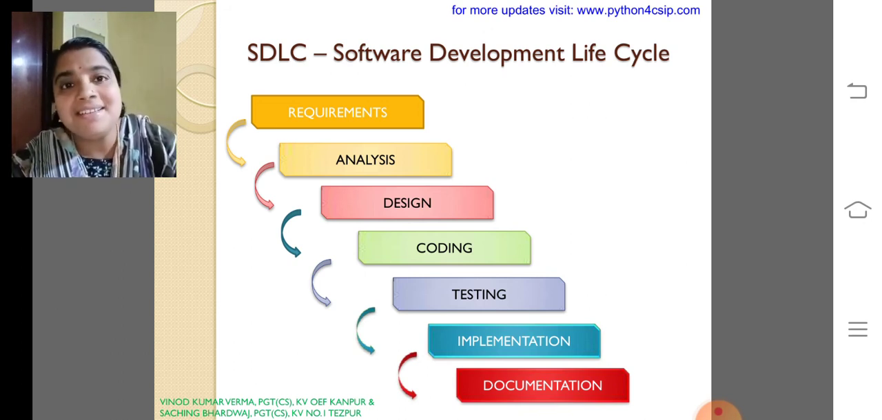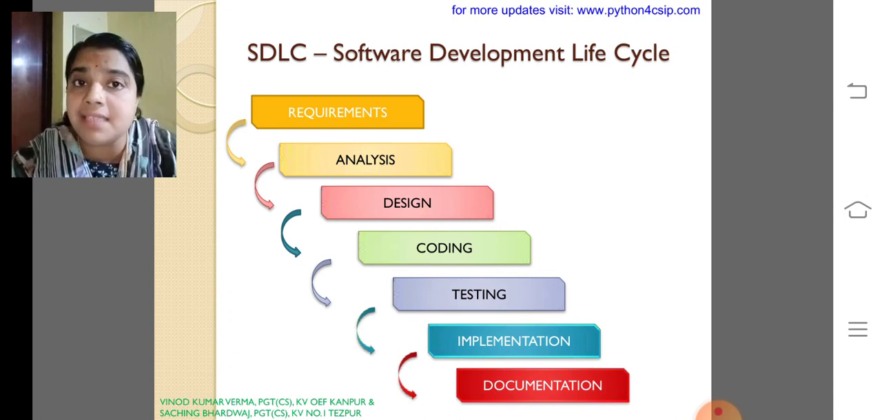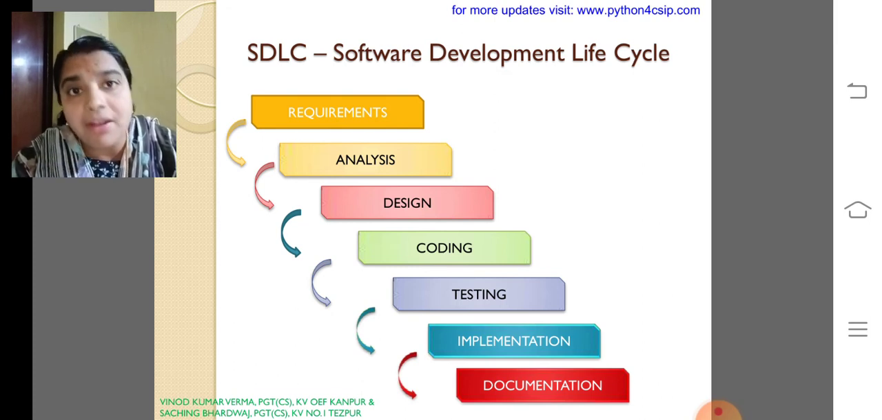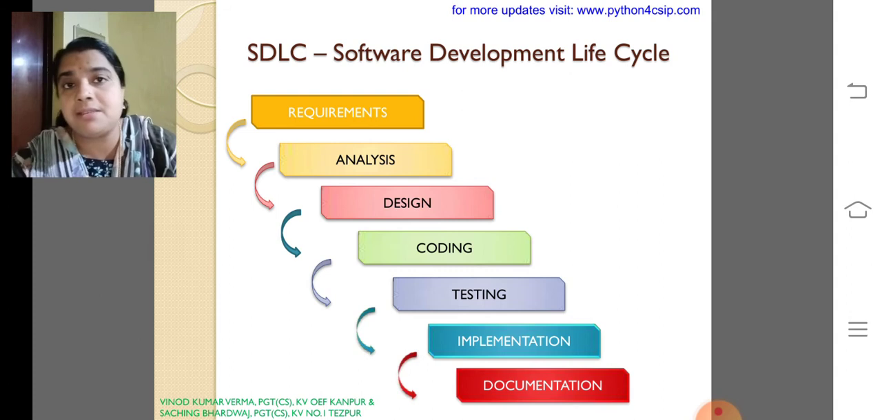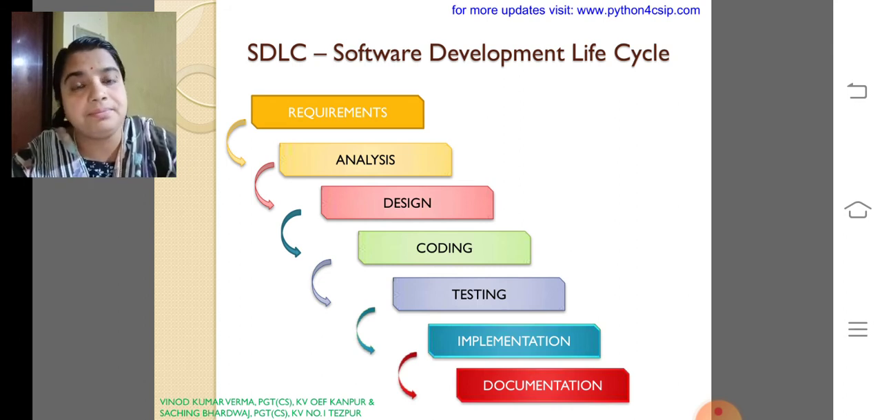My dear children, today we are going to discuss more about the software development life cycle. In the software development life cycle, there are many steps. It is very easy to understand. As we are all programmers, we have to learn each and everything.